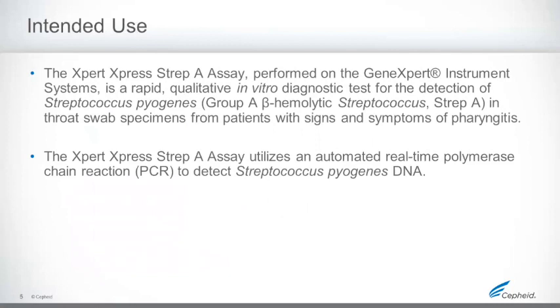The intended use of this assay is as follows. This is an excerpt from the package insert. The Xpert Express Strep A assay performed on the GeneXpert instrument system is a rapid, qualitative in vitro diagnostic test for the detection of Streptococcus pyogenes, group A beta hemolytic Streptococcus, Strep A, in throat swab specimens from patients with signs and symptoms of pharyngitis. The Xpert Express Strep A assay utilizes an automated real-time polymerase chain reaction, otherwise known as PCR, to detect Streptococcus pyogenes DNA.